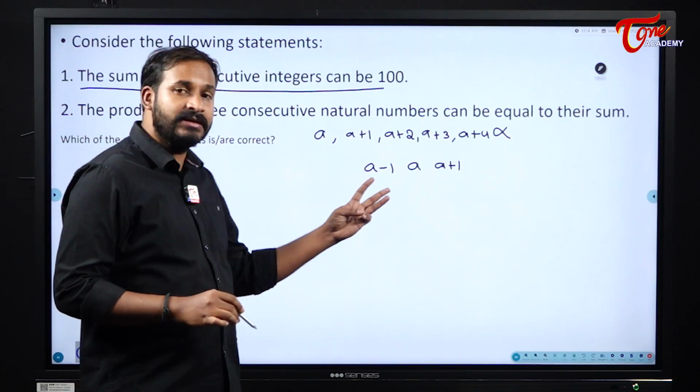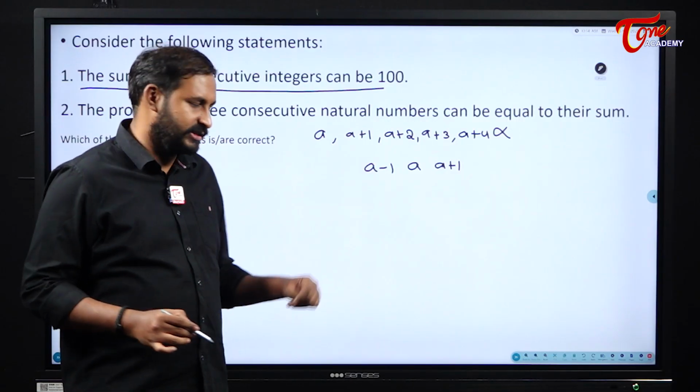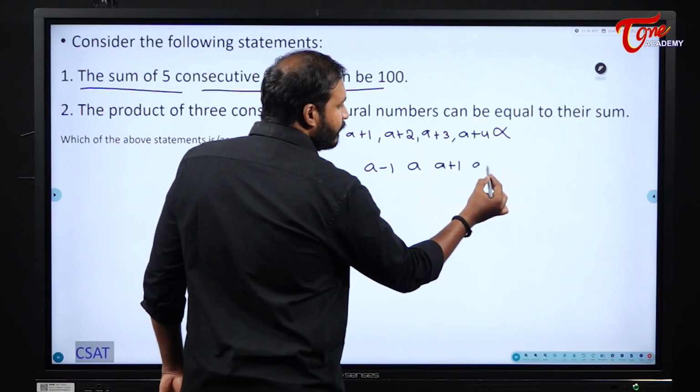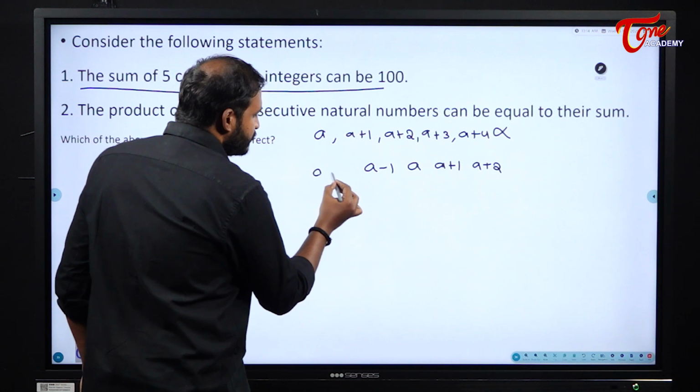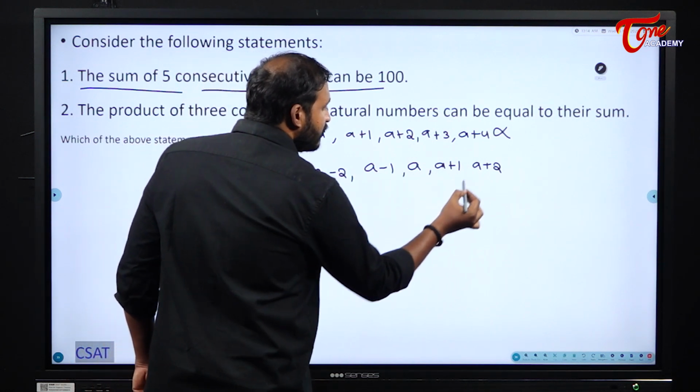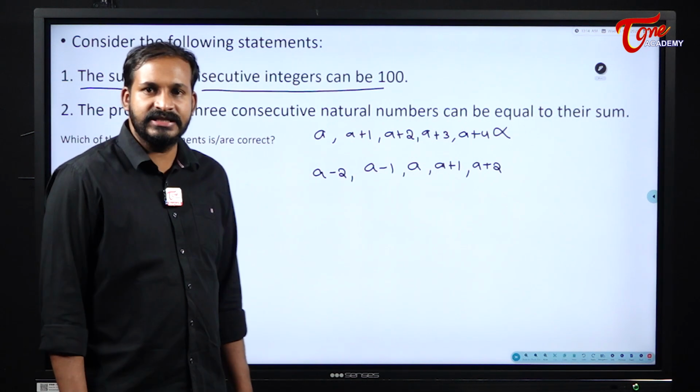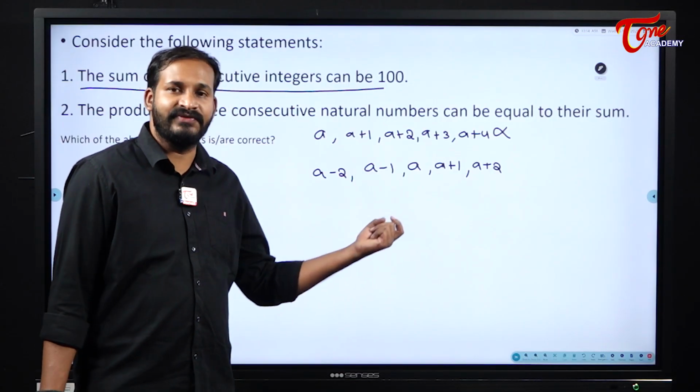Now how many integers have I got? Here I have 3 integers. Next I will take a plus 2, the fourth, and a minus 2, the fifth. Like this also I can say that these 5 are consecutive integers. Yes, I can say this also as consecutive integers.